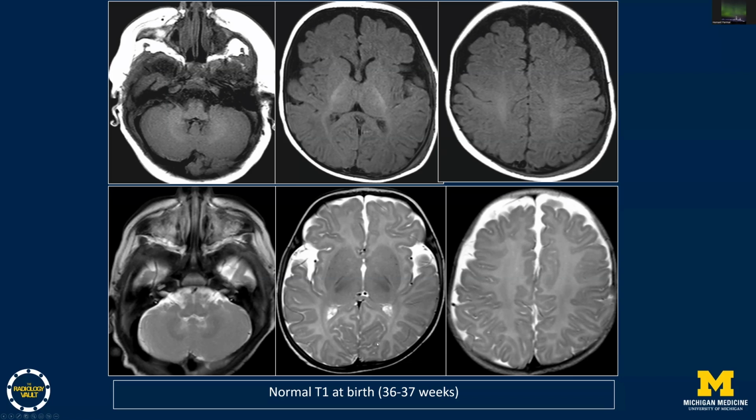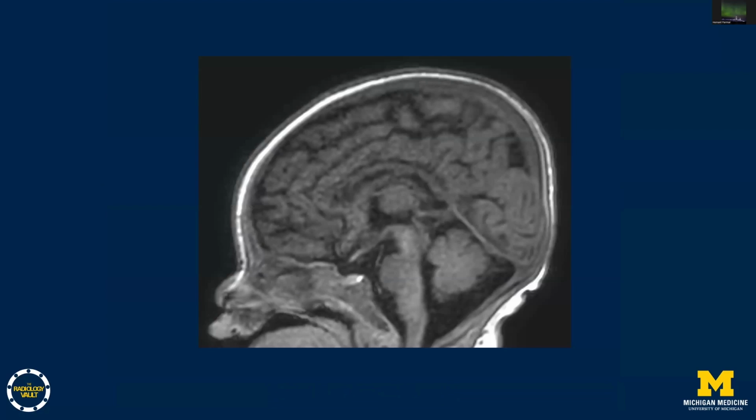On T2 weighted image, the only reliable area where we see nice myelination forming is in the posterior limb of internal capsule, sometimes in the lateral thalamus and sometimes in the cerebellar white matter. But the PLIC is one classic area that you want to see at this age.